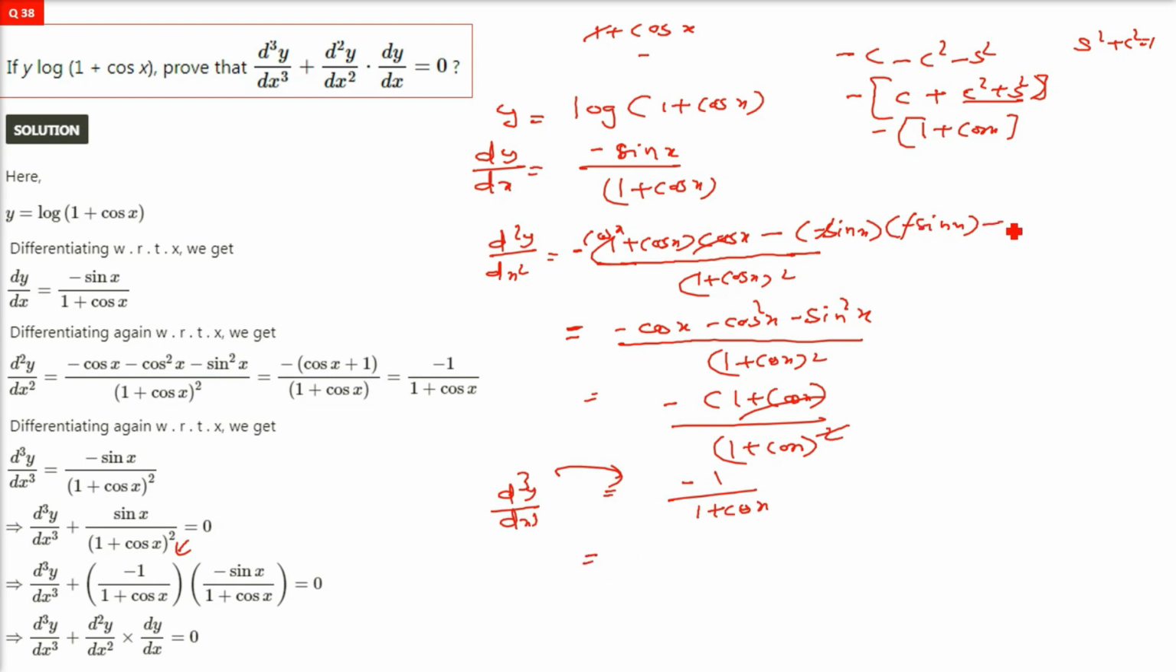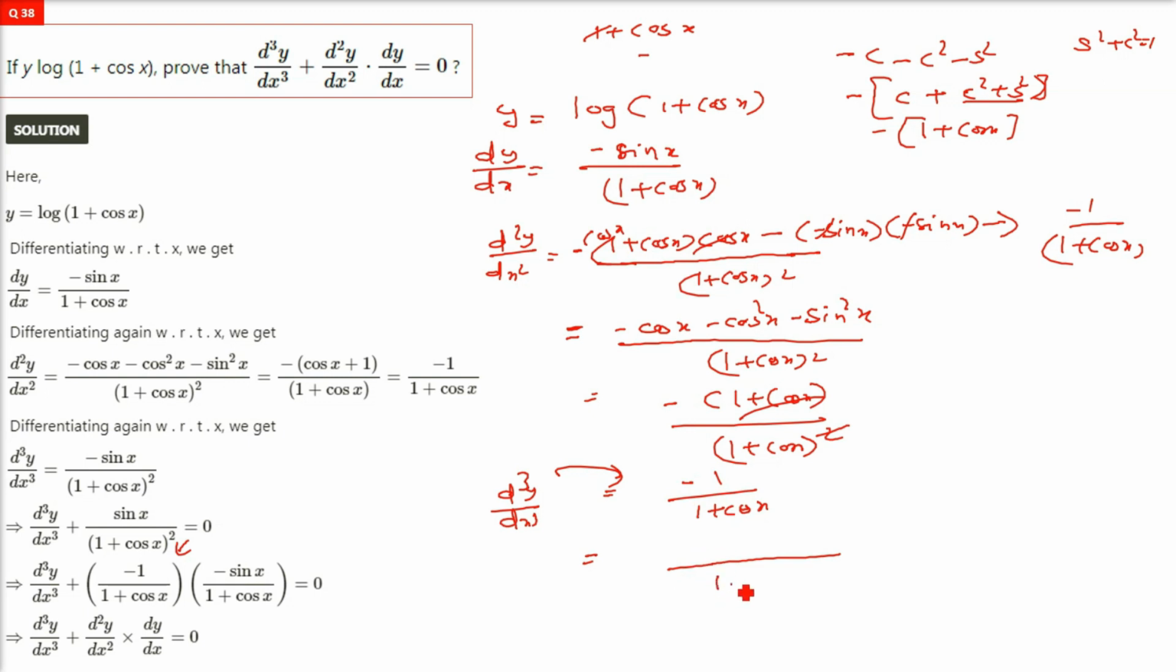So d2y by dx2 is minus 1 by 1 plus cos x. dy by dx is minus sin x by 1 plus cos x. So d3y by dx3 is the derivative of negative 1 by 1 plus cos x. I am applying the quotient rule. So 1 plus cos x in the denominator with square. 1 plus cos x first, differentiation of negative 1, minus negative 1 into differentiation of 1 plus cos x. That is what we will do. And then in the result we'll try to introduce the first derivative and second derivative here.